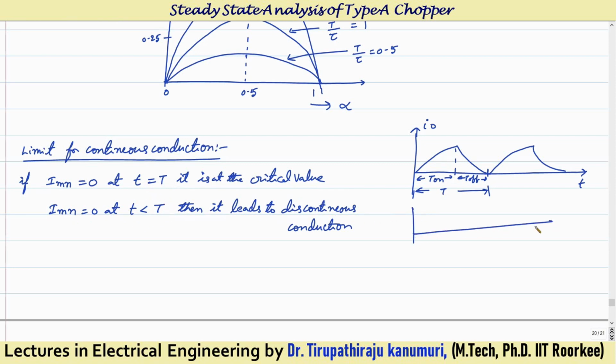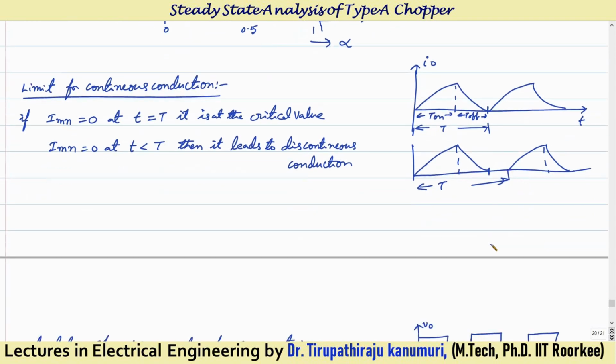So what does this mean? What is happening? It will reach up to some value. Let us assume it is becoming 0 before only. So this is my time period. It is becoming 0 before only. So in that case, we say that it is having a discontinuous conduction. Agree with me? Because it is becoming 0 before the time it is reaching T.